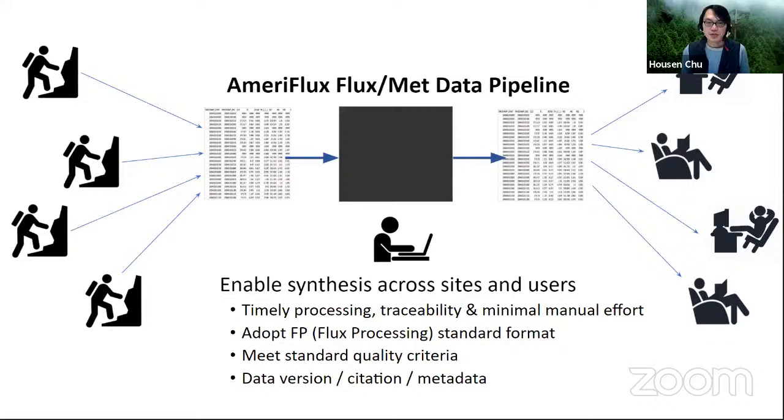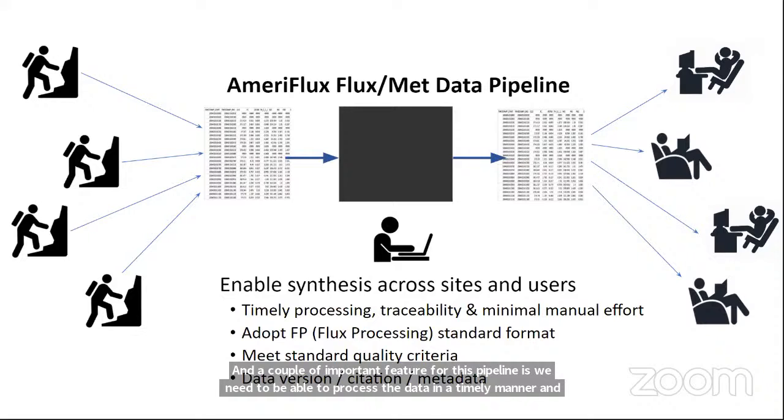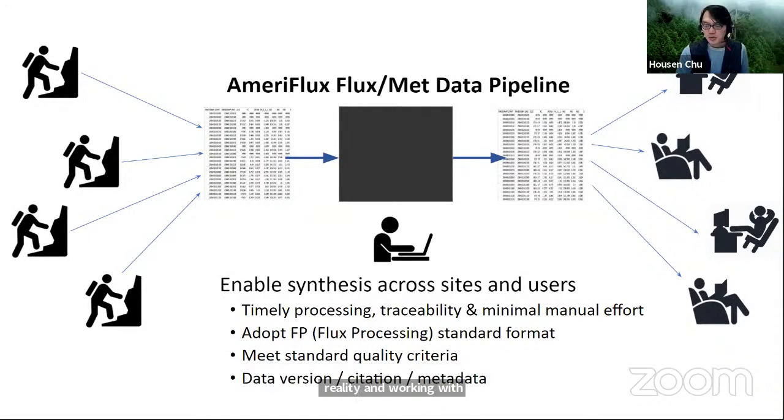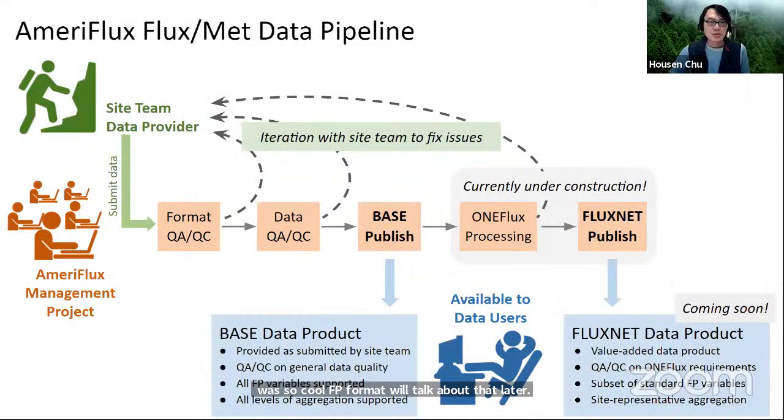Working with our partners from the other international flux networks, we established and adopted the new flux processing standard format, the so-called FP format. I will talk about that later. We also established a series of QC standards to make sure the data meet the criteria when shared with a data user. Last but not least, there is data versioning, citation, and also metadata. How can we enable all of this? Okay, let's take a look inside the black box of this pipeline and see what happens in there.